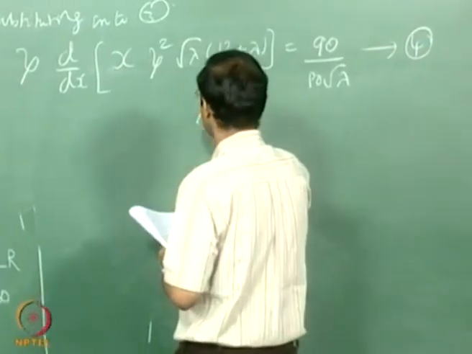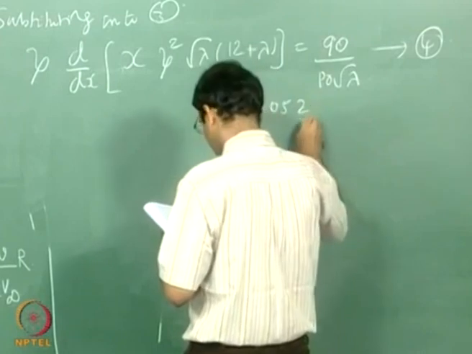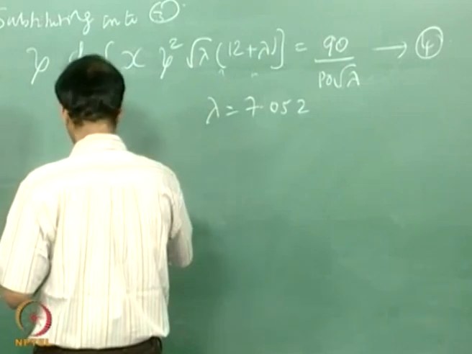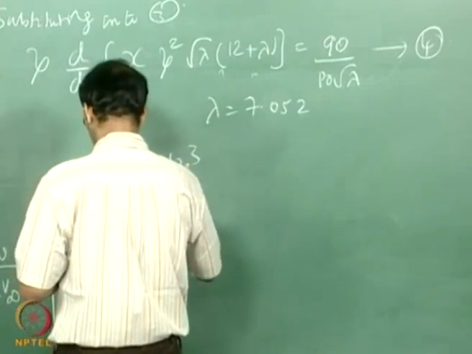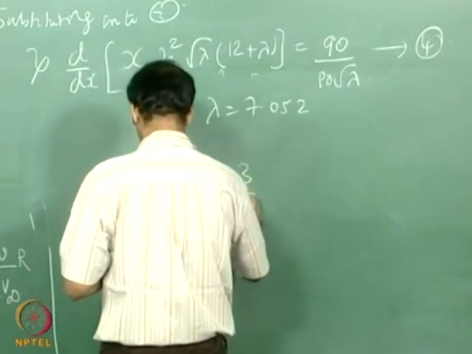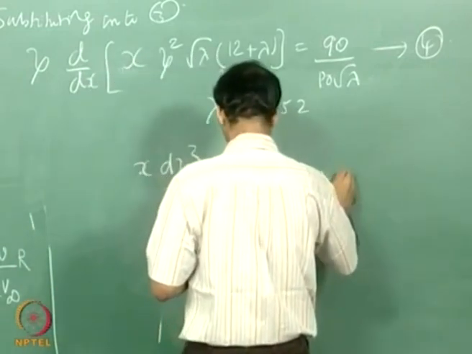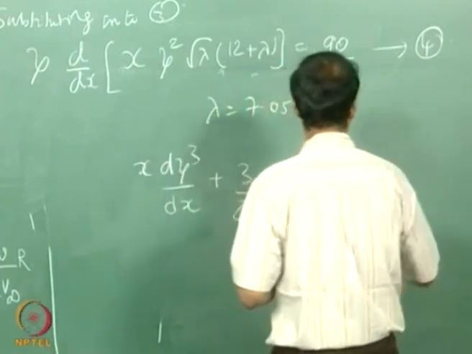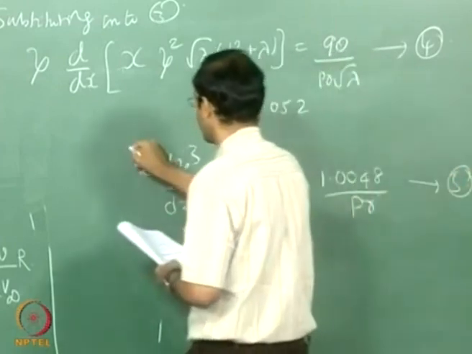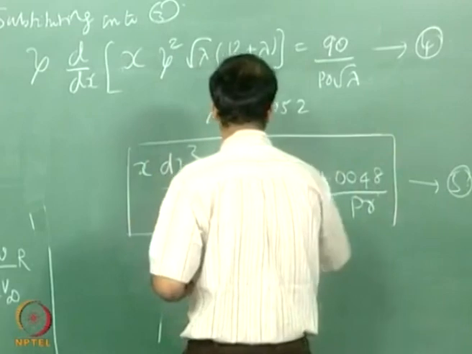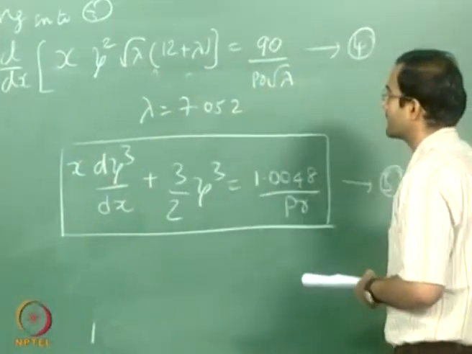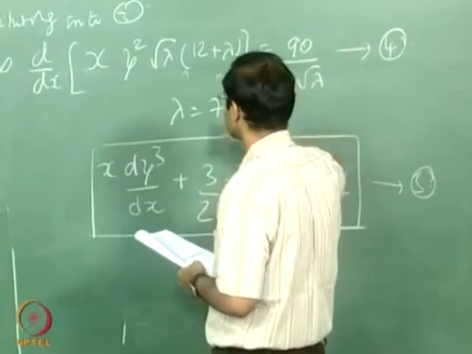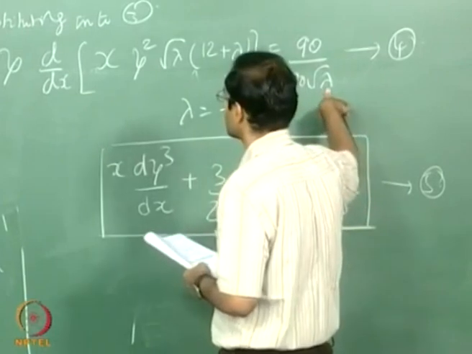Now for lambda equal to 7.052, this gets even more simplified, and you can expand this differential equation as x d zeta cube by dx plus 3 by 2 zeta cube equals 1.0048 by Prandtl number. So this is my final expression, the ODE in terms of zeta. All I am substituting is for lambda, so this entire thing is a constant and it comes out, and of course this is also in terms of lambda.